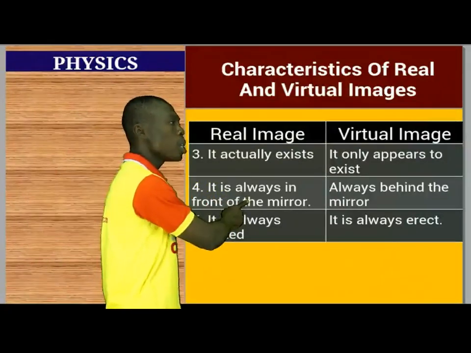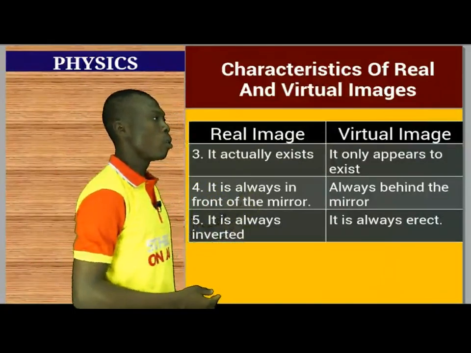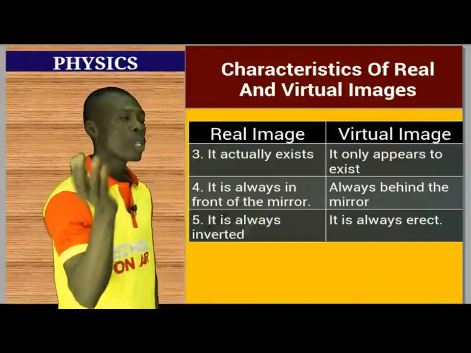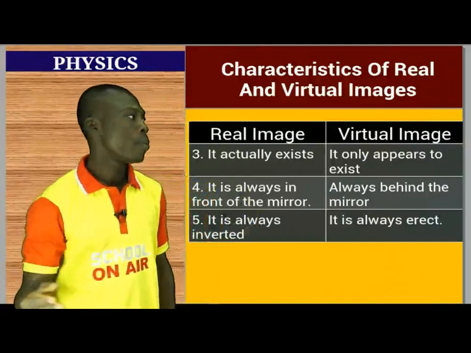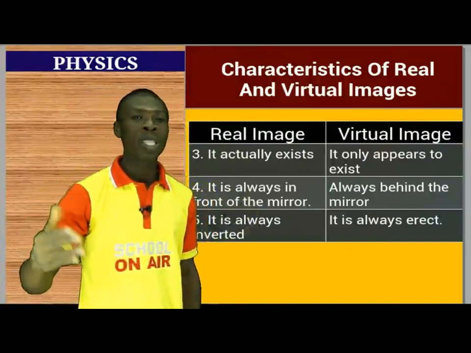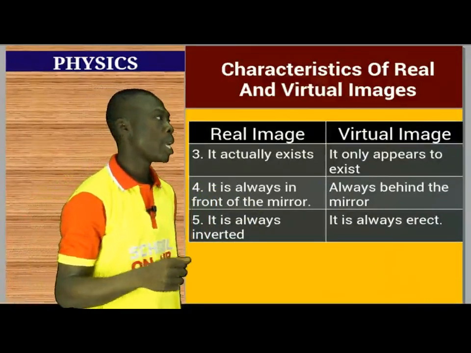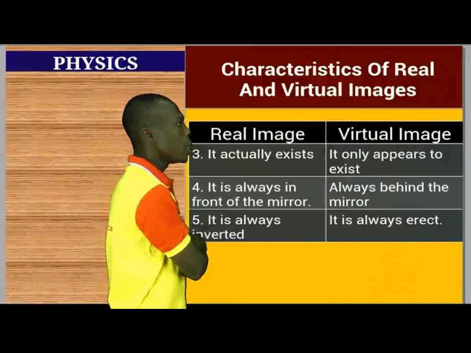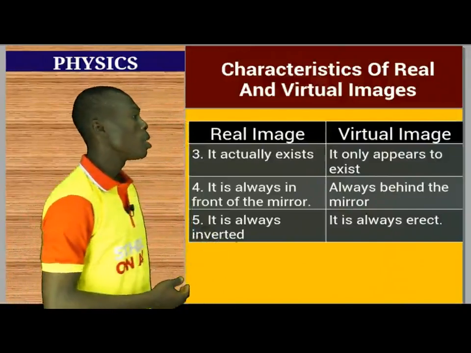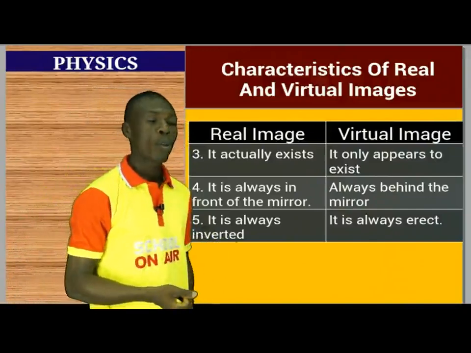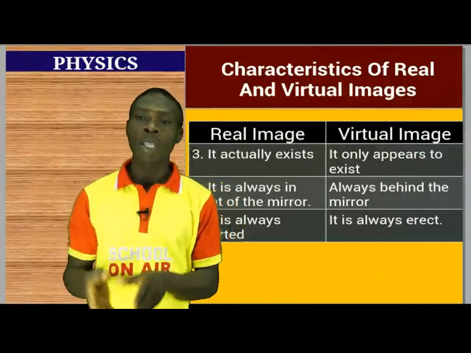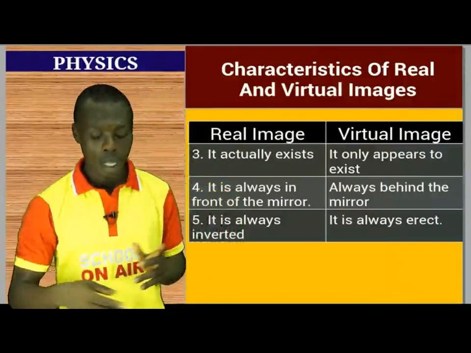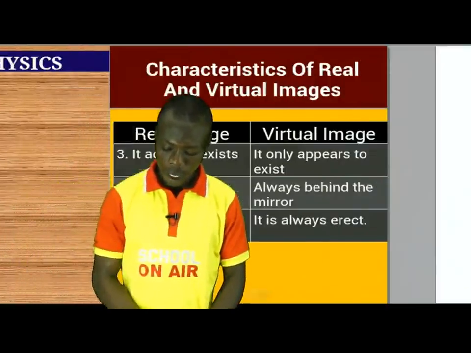Then the real image is always in front of the mirror. Virtual images are always formed behind the mirror, as we have with convex mirrors. They are always behind. That is why convex mirrors always produce virtual images. And then the real image is always inverted, but the virtual image is always erect. That's one positive thing about virtual images. It's always erect, but real image is always inverted.